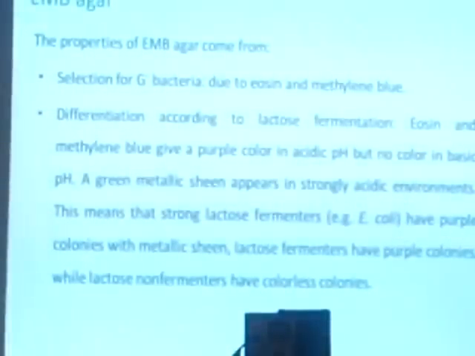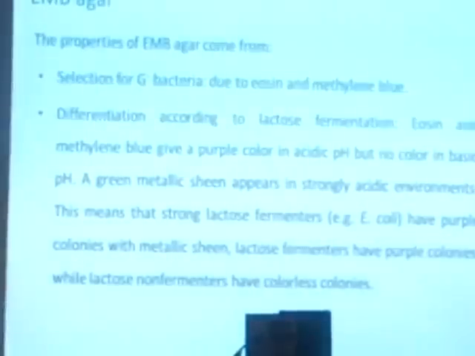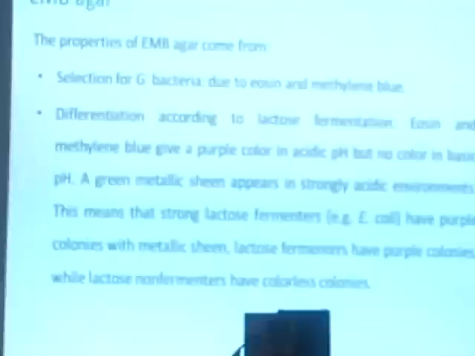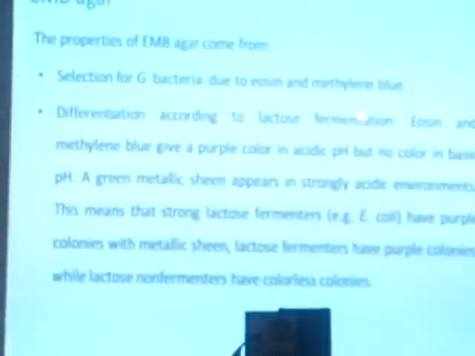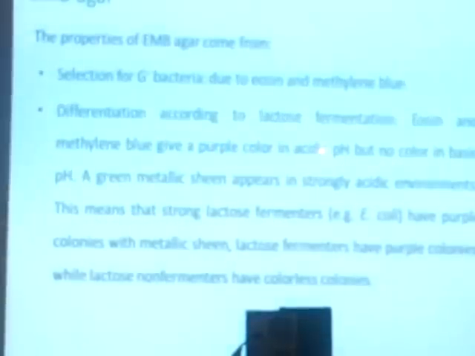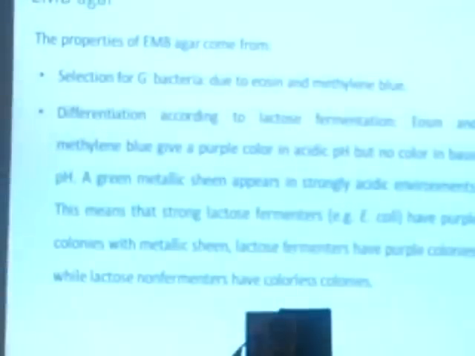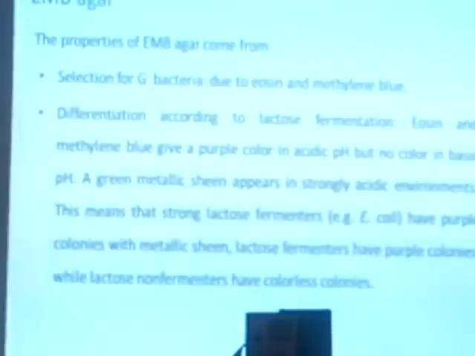Now, EMB agar is similar to MacConkey agar in that it is selective for gram-negative bacteria, due to the presence of eosin and methylene blue, as the name says. These inhibit the growth of gram-positive bacteria. It is also a differential medium because it differentiates bacteria according to lactose fermentation. Eosin and methylene blue give a purple color in acidic pH, and no color in basic pH, right? So lactose fermenters are purple, and lactose non-fermenters will be colorless. We'll see the pictures, okay?